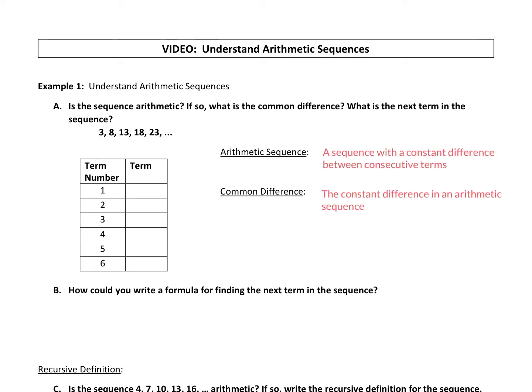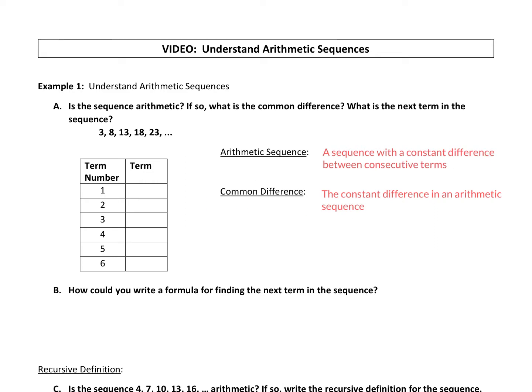Okay, so an arithmetic sequence is a sequence with a constant difference between consecutive terms. Is it increasing by the same amount? Are we adding a constant term every time? And then a common difference is a term you're going to see come up. That is the constant difference in the arithmetic sequence. So this constant difference defined in an arithmetic sequence, we call that the common difference.